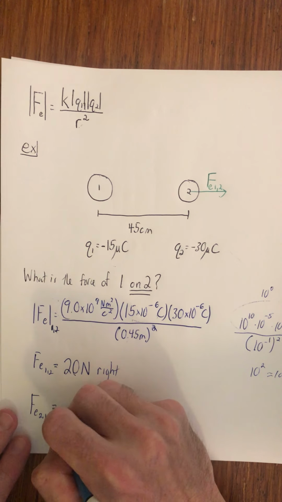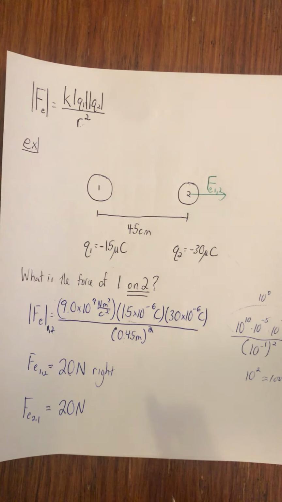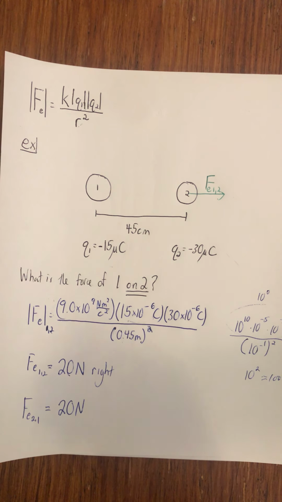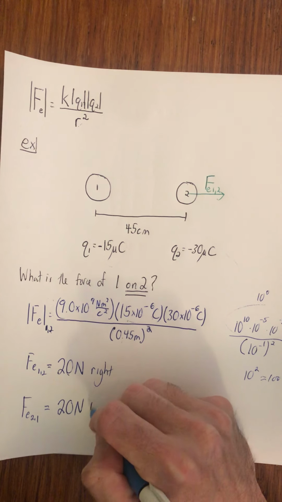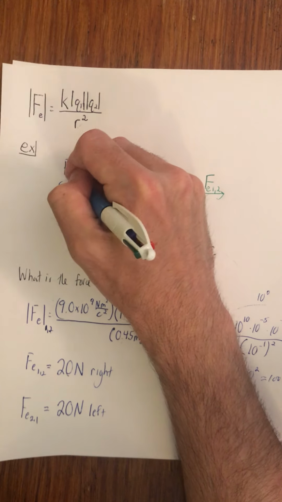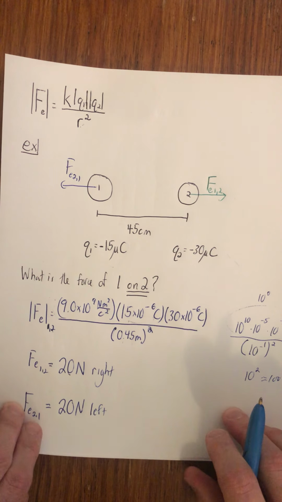Hopefully no, I didn't fool you on that. It would be exactly the same magnitude of force. Why? The plug-in would be identical, but more importantly, Newton's third law demands that the force of 1 on 2 has to be equal in magnitude to the force of 2 on 1, but in the opposite direction. Remember, these things repel, so this would be the electrostatic force of 2 on 1. So, nice, simple problem there with electrostatics.